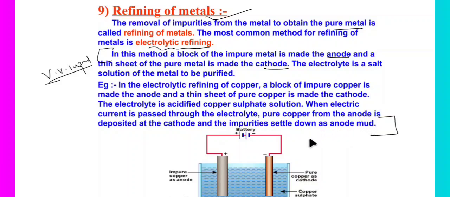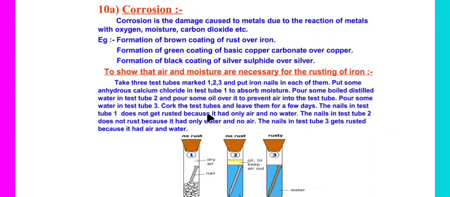So this is very important. This is electrolytic refining. Read it once. It is very easy. Okay, the last topic we have to discuss is corrosion. Corrosion is the damage caused to metals due to the reaction of metals with oxygen, moisture, carbon dioxide, etc. So what is the result? It forms a brown coating of rust over iron, a green coating of basic copper carbonate over copper, and a black coating of silver sulfide over silver.